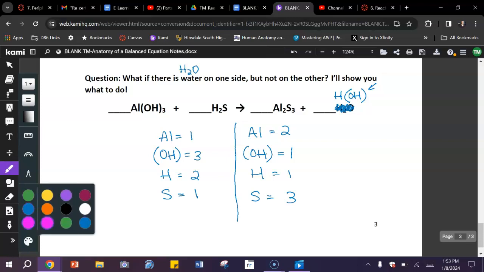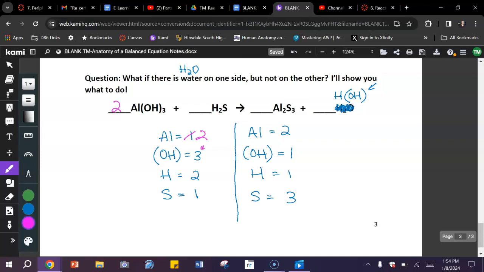So here I have aluminum is 1 on my reactant side, and it's 2 on my product side. How do I get 2 on my reactant side? Well, I have to multiply some number times 1 to give me 2, and that number is 2. 2 times 1 gives me 2 aluminums now, and 2 times 3 hydroxides gives me 6 hydroxides. Now I need 6 hydroxides on my product side. 6 times 1 gives me 6 hydroxides and also 6 hydrogens.